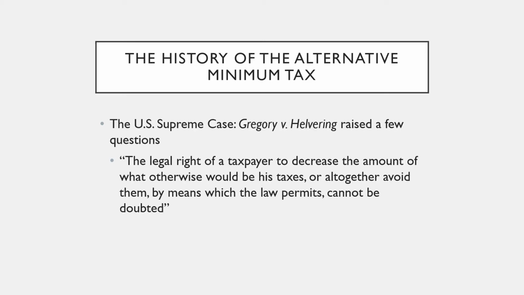The U.S. Supreme Court case Gregory versus Helvering raised a few questions about taxes. The case is concerned with the U.S. income tax law, and during the case, Justice Sutherland's opinion stated, "The legal right of a taxpayer to decrease the amount of what otherwise would be his taxes or altogether avoid them by means which the law permits cannot be doubted." So unlike the courts, the legislative and executive branches did not want individuals to have the option to avoid taxes, especially high-income taxpayers.